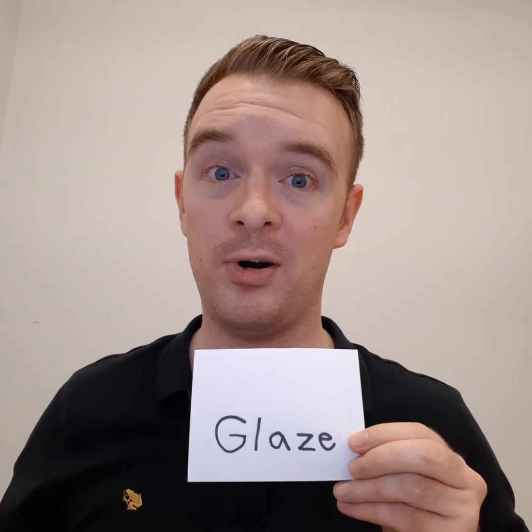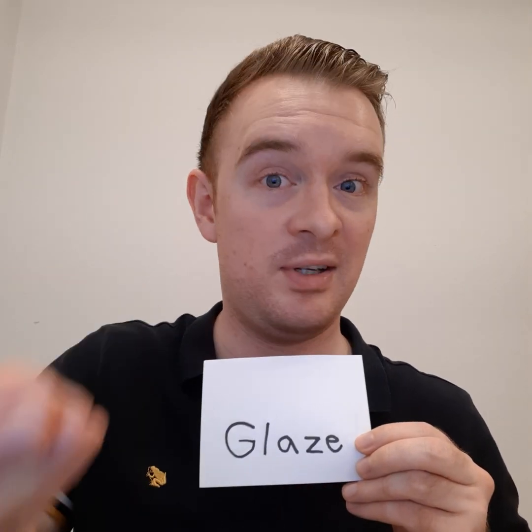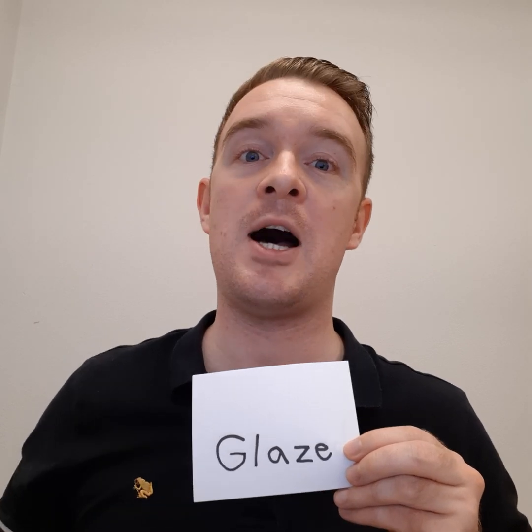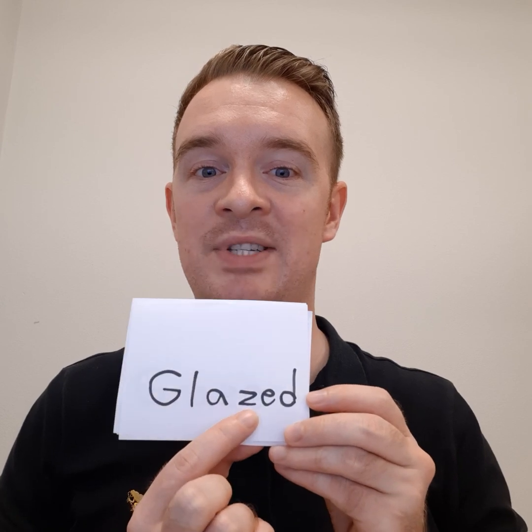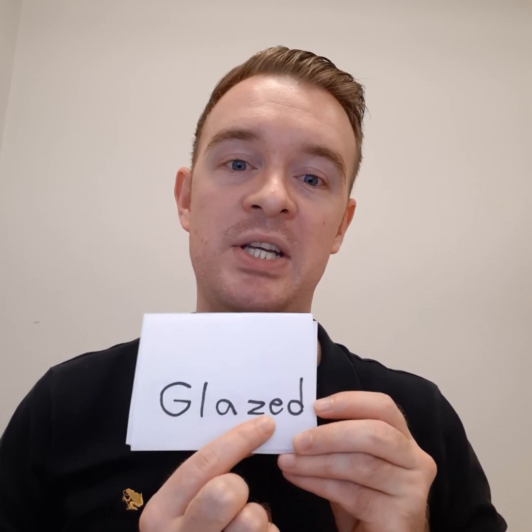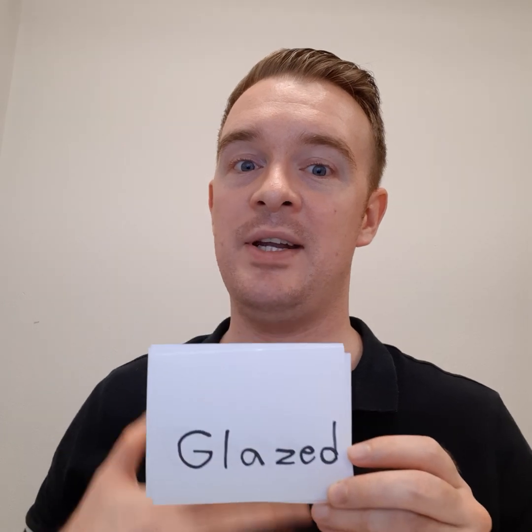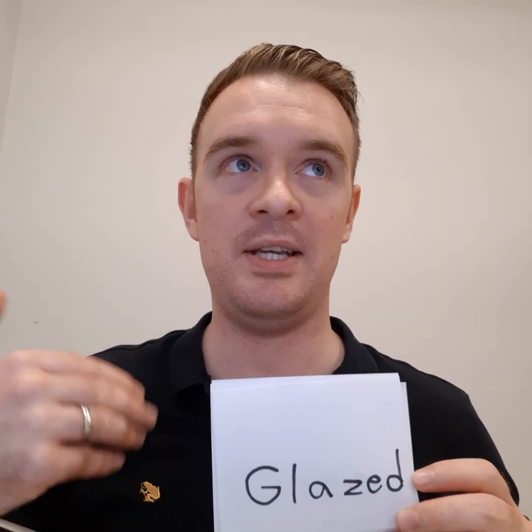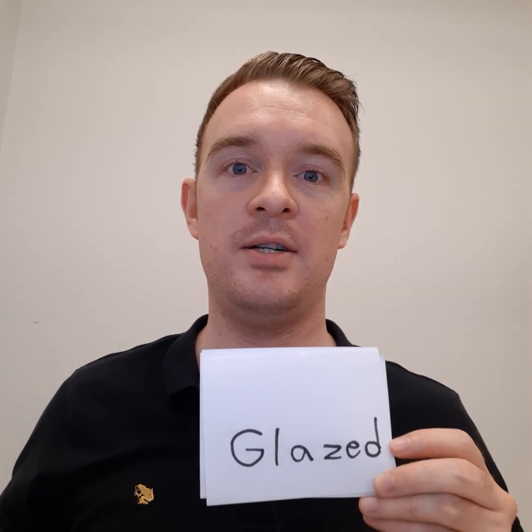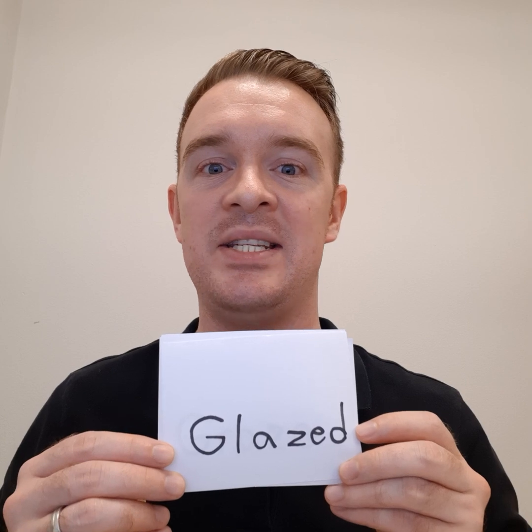It's also the verb, which means to put the glaze onto something. I'm going to glaze these donuts. And then the past tense verb and also the adjective is glazed with a D sound. When you have Z-E-D, because Z is a voiced sound, the ED sound is D. So, glazed, glazed.